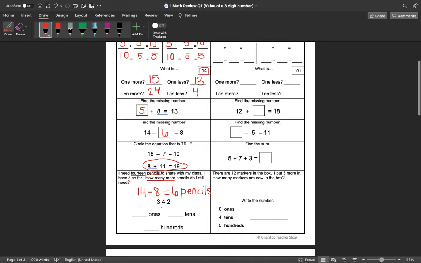All right, we're going to look at place value again. We have 2 ones in this number, 342. We have 4 tens, and we have 3 hundreds.